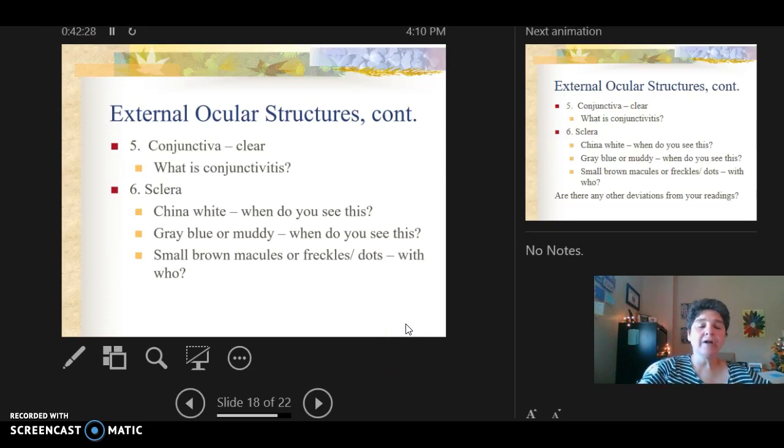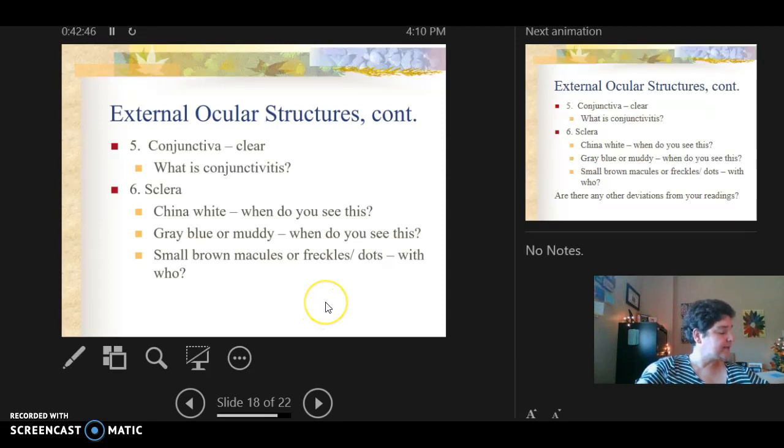If it looks more gray, blue, or muddy, you'll see this more with some of the darker races, such as with African Americans. If you look at page 294 in your book, going down to like the second to the last paragraph, it talks about it.